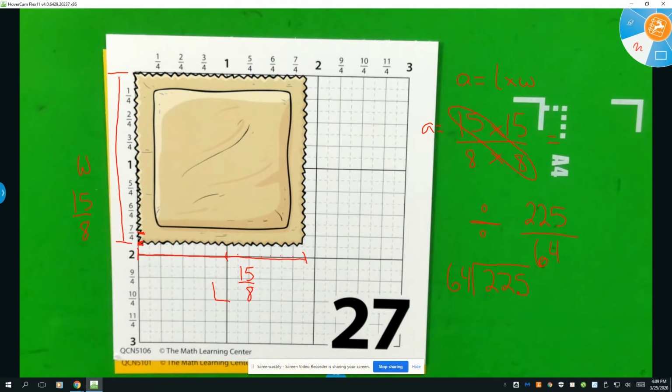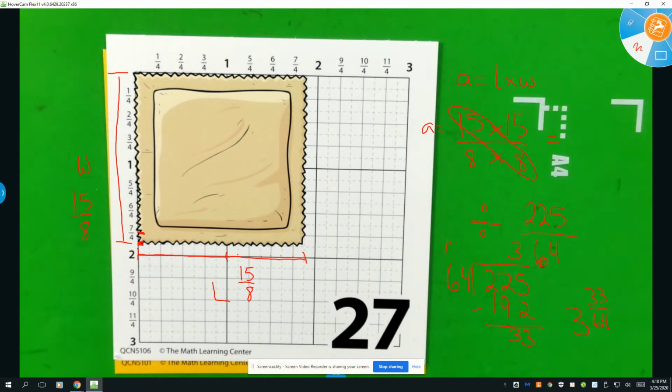I know that I've got 3 64s. 3 times 4, 12. Carry the 1. 3 times 6 is 18, plus 1 is 19. Do my subtraction. 5 minus 2 is 3. 22 minus 9 is 3. That's going to leave me with 3, and I'm going to put 33 over 64. 3 and 33/64ths. So that's going to be my area.